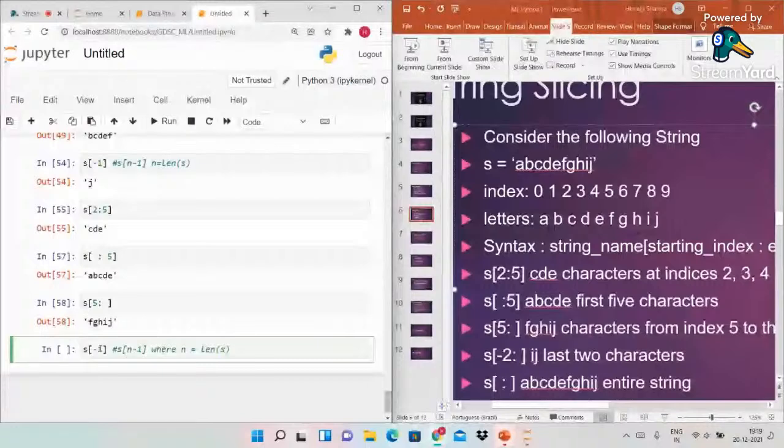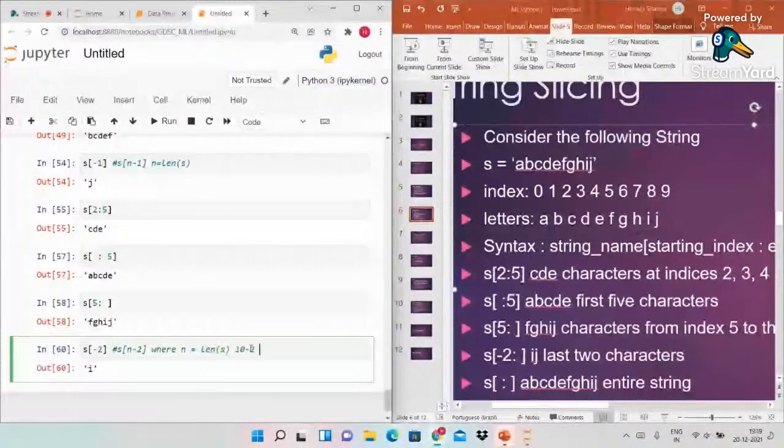Now let us try with minus 2. Why is it so? The length is 10. 10 minus 2, what do we get? It is equal to 8. Right. So what do we have at index 8? I. So that is the reason we have S of minus 2 is equal to S of 8. Just simply remember, if you get a negative index, remember it as the length of the string minus whatever is given here.